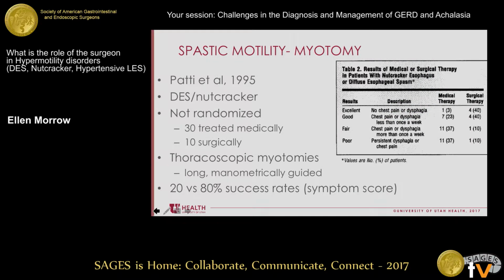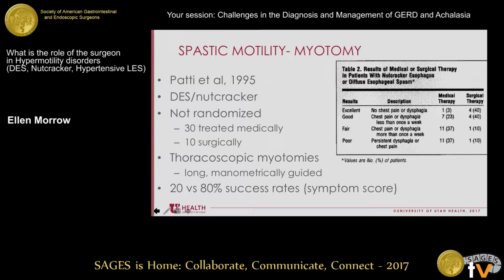So now we'll talk about surgical options. First, let's talk about myotomy for spastic motility disorders. This is a little bit of an older study, but Dr. Patti wrote it when he was at UCSF, and they looked at patients who were treated for DES or nutcracker esophagus. This is not a randomized trial, but they had 30 patients who had been treated medically and 10 patients who had been treated surgically at their swallowing center.